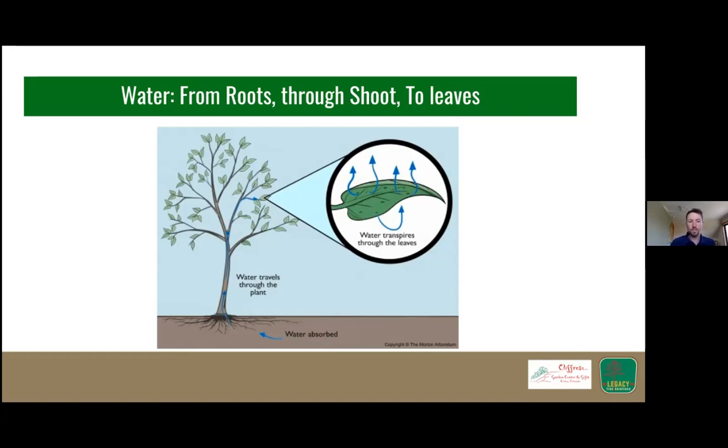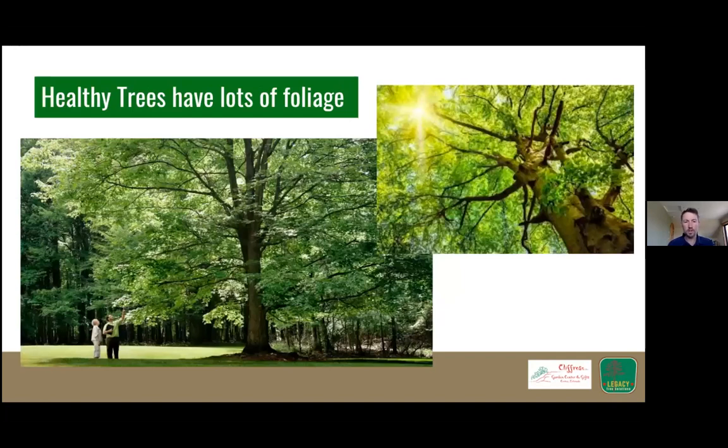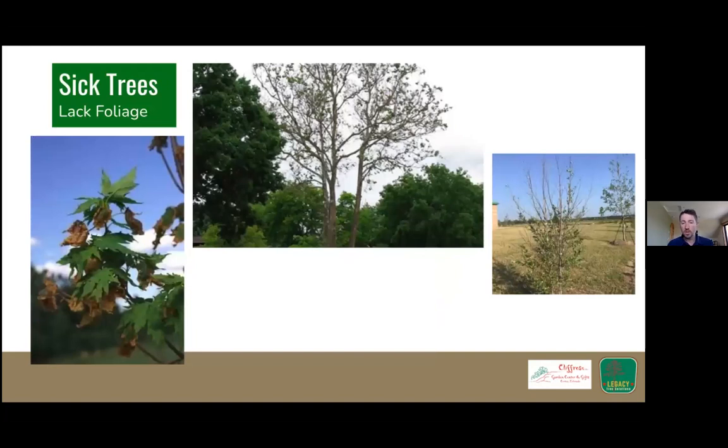So knowing that, let's just look at some trees. So these trees have lots of leaves. Think of all those leaves as tiny little wicks. They're losing water. The water's coming in through the roots, up through the vessels, and out through the leaves. These trees don't have as many leaves. So what does this mean? That means they're not getting as much water up to that canopy.